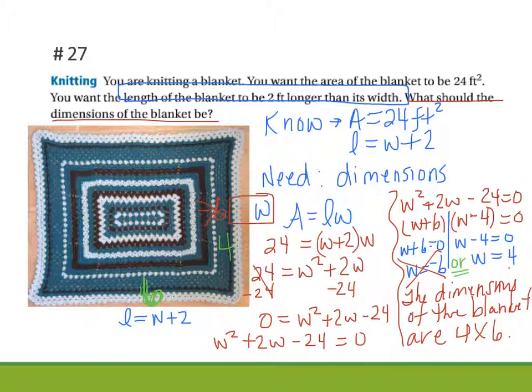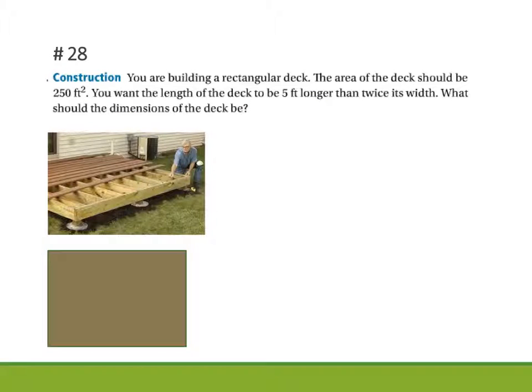Okay, let's try another one. Problem number 28. You are building a rectangular deck. The area of the deck should be 250 square feet. You want the length of the deck to be 5 feet longer than twice its width. What should the dimensions of the deck be?